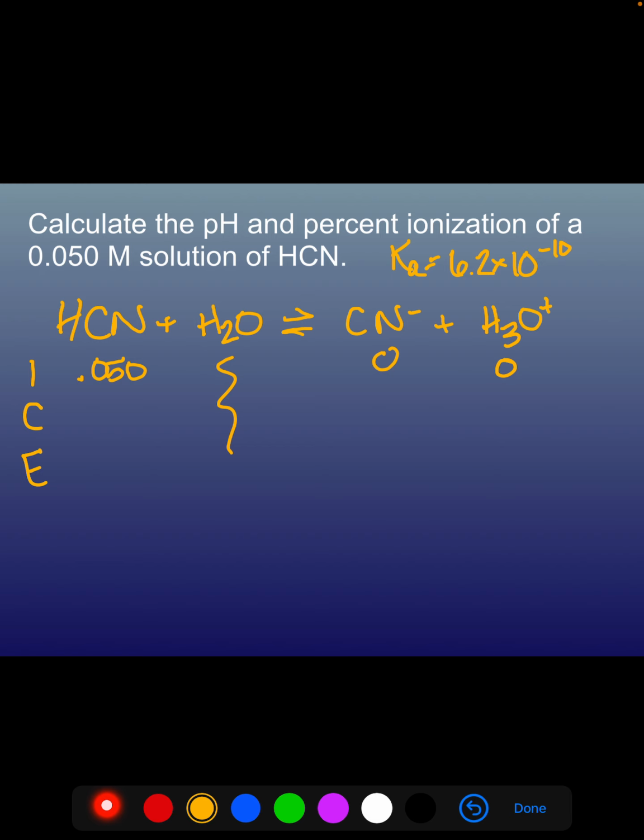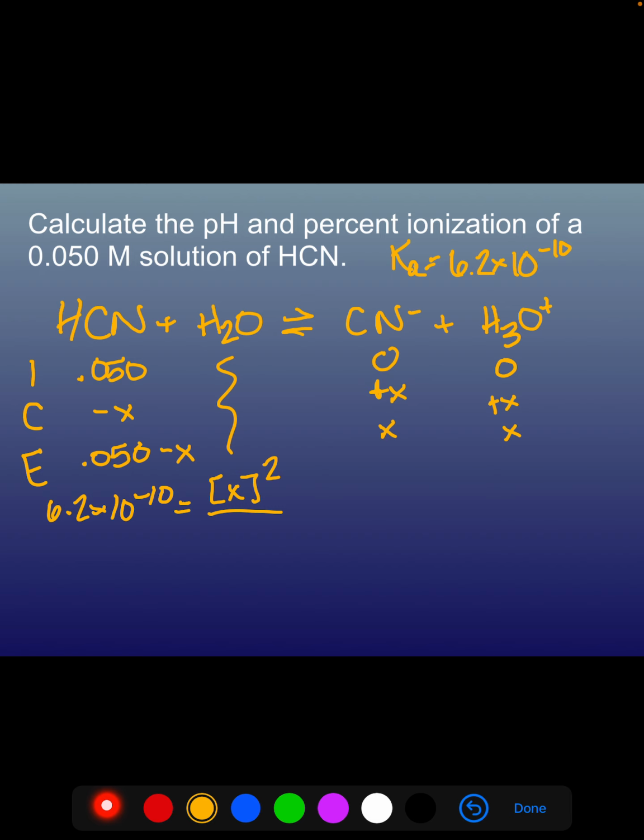We don't know how much of this ionizes. So we know since our products are 0, they will increase by a factor of X, and our reactant will decrease by a factor of X. And those can plug into Ka just like we've done with other weak acids. So our Ka was 6.2 times 10 to the negative 10th. That would be equal to our products, or X times X, so that would end up being X squared, over the 0.050 minus X.